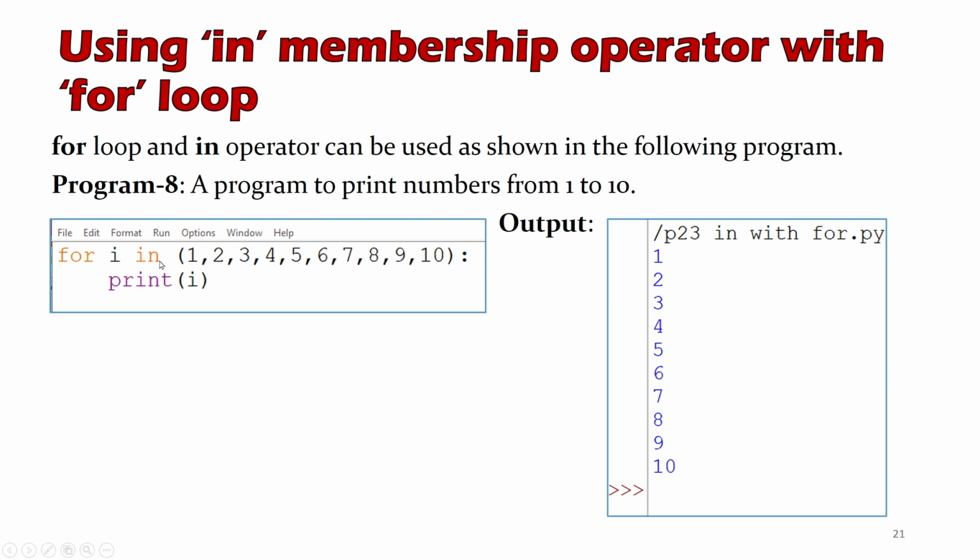So for I in 1 to 10, print I means it is going to print all the numbers in this sequence one by one.